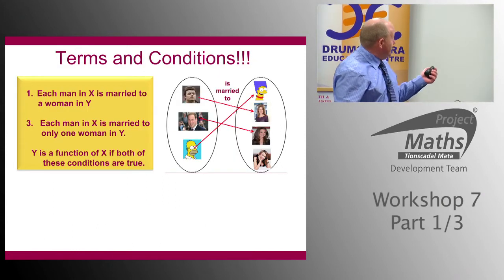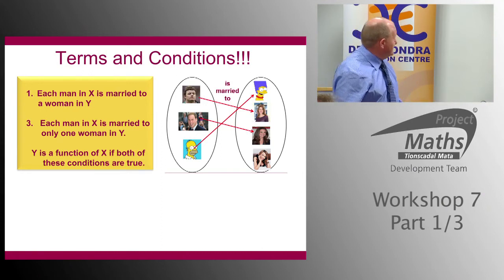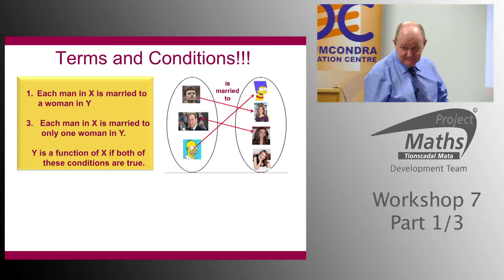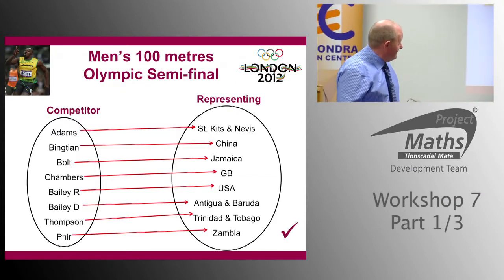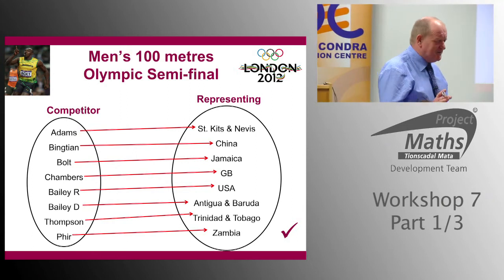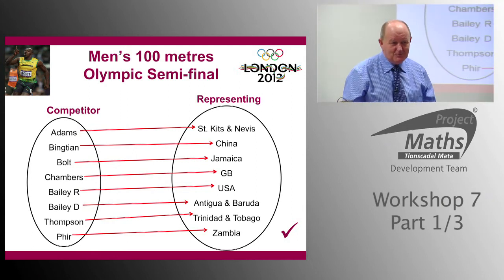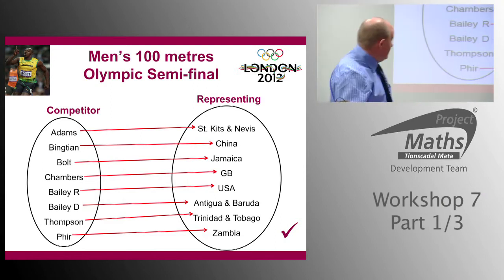Here are the conditions. Each man in X is married to a woman in Y. And the second condition, each man in X is married to only one woman in Y. If both these conditions are true, then it is a function. It's a really brilliant example. I'd be looking for a long time to find a good example of something like this.